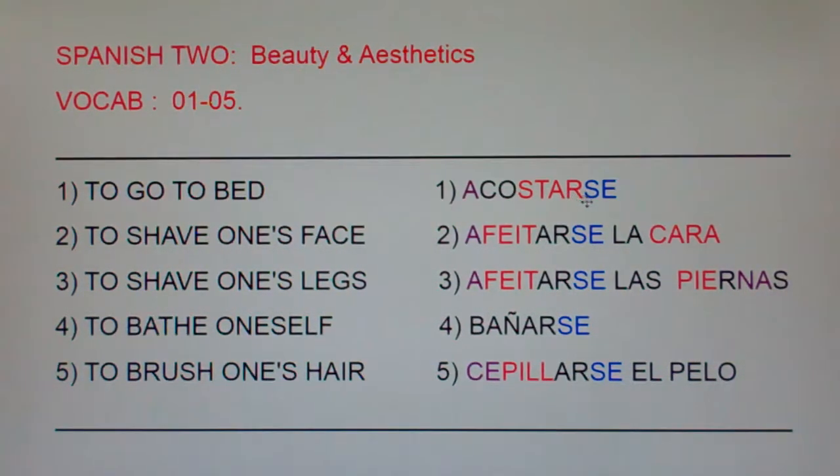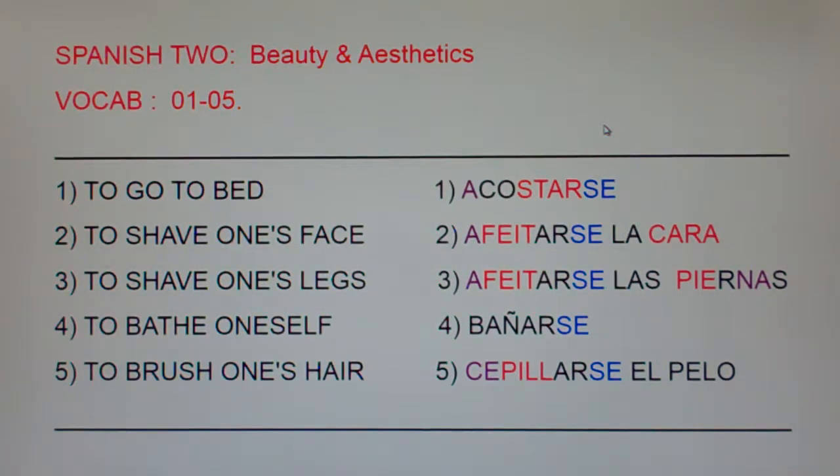AR, they end in ARSE, SE, SE, SE. Now this se means to do something to oneself. At the most basic level, if I say acostar, that's to put someone else to bed. If I say acostarse, it means to put oneself to bed. All right? And you're going to learn this unit that's called reflexive and how to work with that. So right now, don't worry so much about the se. Just memorize that acostar is to put someone else to bed, and acostarse is to put oneself to bed. This se at the end means somebody's doing something to themselves.